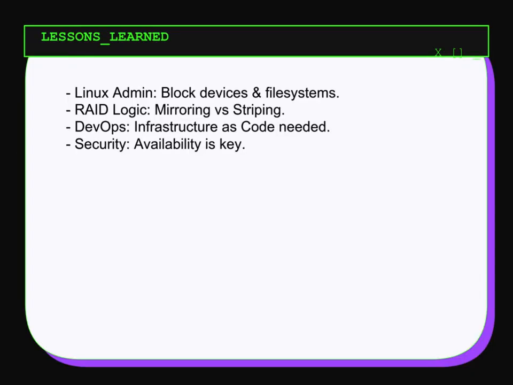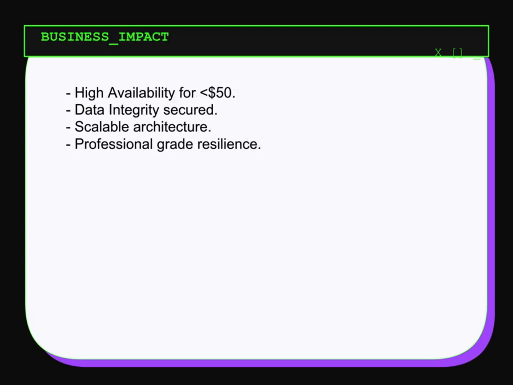So the lessons I learned: this project helped deepen my understanding of Linux administration, block devices, file systems, RAID logic, and the importance of availability in cybersecurity. Talking about the business impact, with less than $50 of hardware, I was able to build a system that demonstrates genuine fault tolerance. This type of architecture is scalable, secure, and provides strong uptime guarantees.